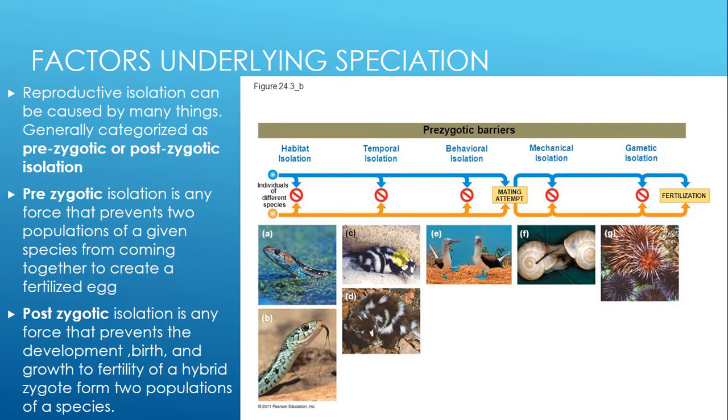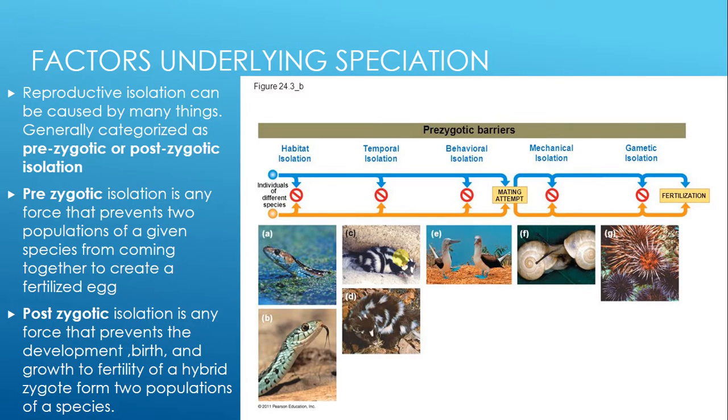There are several factors that underlie speciation, by which I mean these factors are things that cause reproductive isolation. Generally, we categorize all these different factors as prezygotic or postzygotic, depending on when they occur. Prezygotic isolation is anything that prevents two populations from actually mating with each other. These individuals can't even be in the same place, and they can't even mate and fertilize a viable egg.